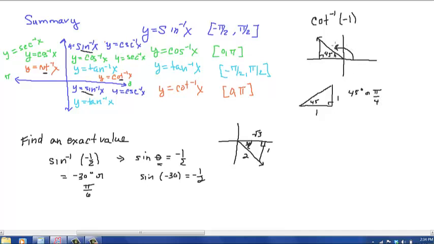So what angle would this be? This angle would be 180 minus 45, or 135. Or in radians, it would be pi minus pi over 4, which is 3 pi over 4. So cotangent inverse of negative 1 is 135 degrees, or in radians, 3 pi over 4. You just need to pay attention to what you're being asked to find, whether it's in degrees or radians.